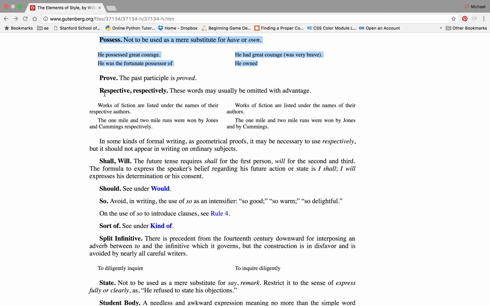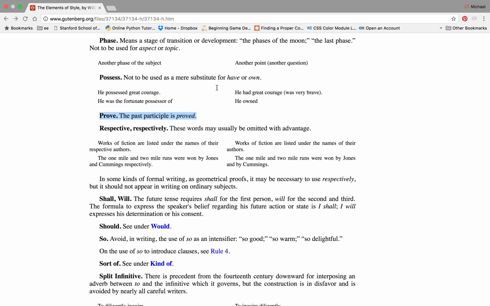Prove. The past participle is proved. This was proved. Not proven, but proved.